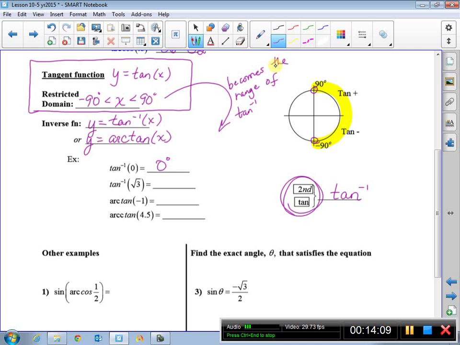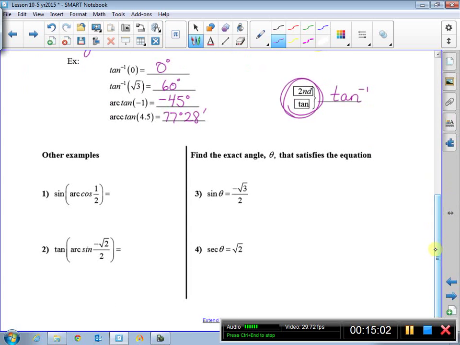is 0 degrees. Go ahead and do the rest of those. I'll just pause for a moment while you finish up those 3. Second tan. Second tan of radical 3, 60 degrees. Second tan of negative 1, we know we're down here. Negative 45 degrees. And second tan of 4.5. DMS it. Get it to the nearest minute. I have 77 degrees, 28 minutes. All right, almost done. Nice short lesson.